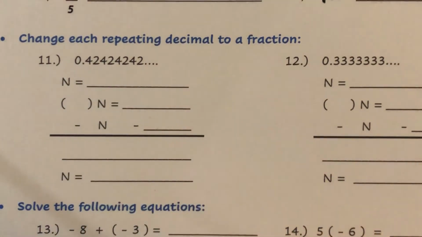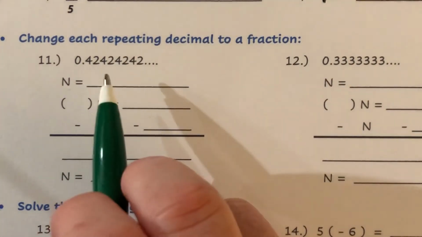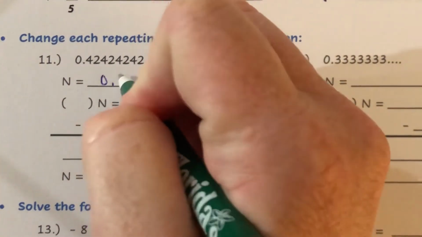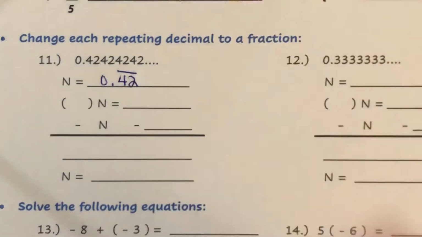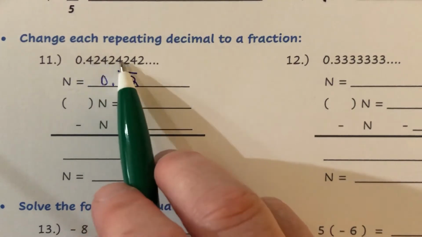So if we have the decimal 0.42424242, first thing we want to do is figure out what is the repeating part, okay? So in whatever the repeating part is, we're going to write it a certain way, and we're going to set it equal to n. So the repeating part here is the 42. So we're going to write it 42 just one time and put the little line over the top. So we've identified what's repeating, 42, 42, 42.